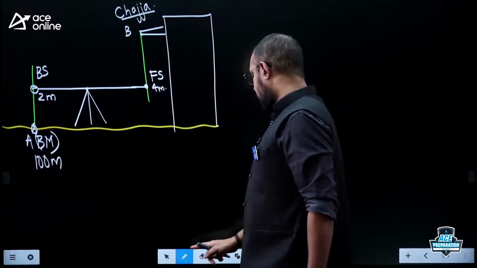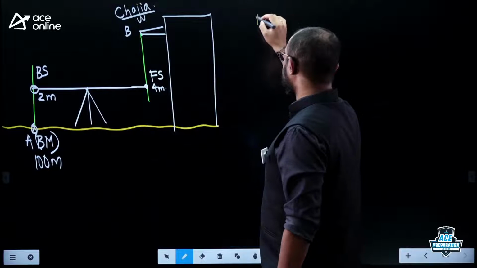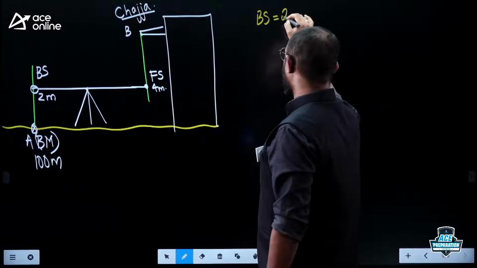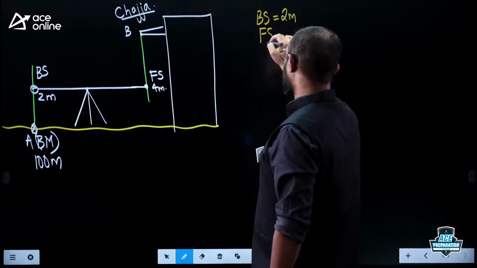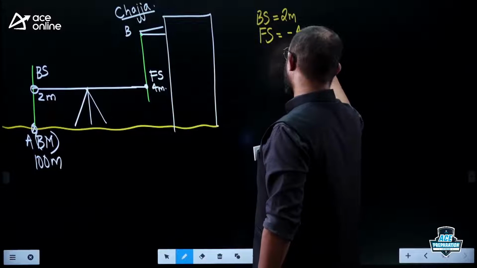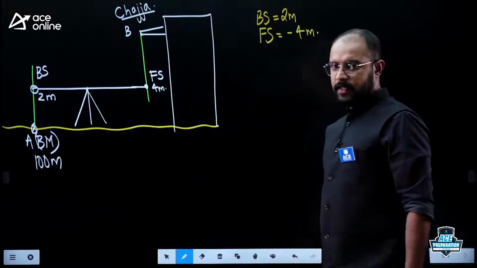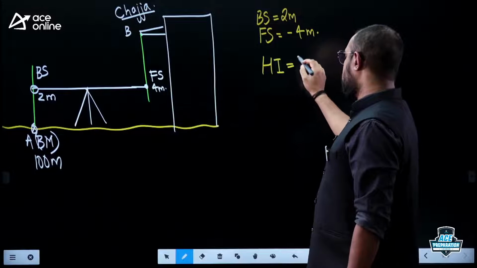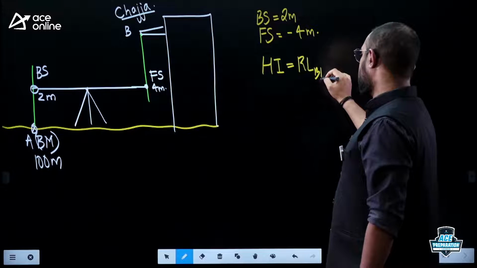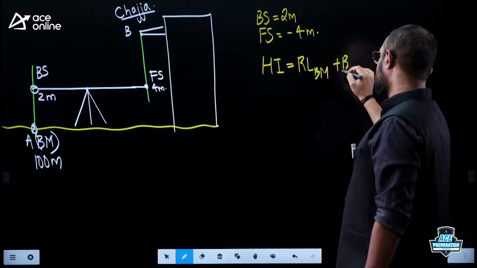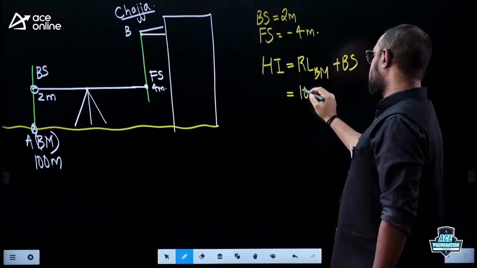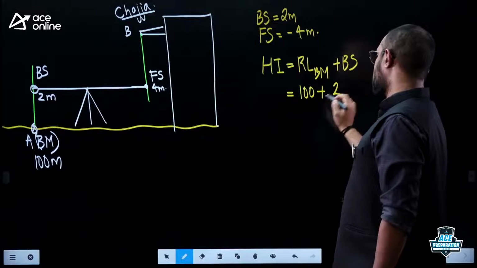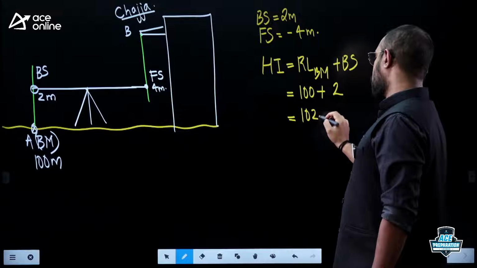Let me just try and record the data here. So the backside reading here is equal to what? 2 meter. What is the Foresight reading here? The Foresight reading here is equal to minus 4 meter. Why? Because it is an inverted staff reading. Now, how do you find the height of the instrument? The height of the instrument is equal to reduced level of benchmark plus backside. The reduced level of benchmark is 100 plus backside is equal to 2. You get it as 102 meters.